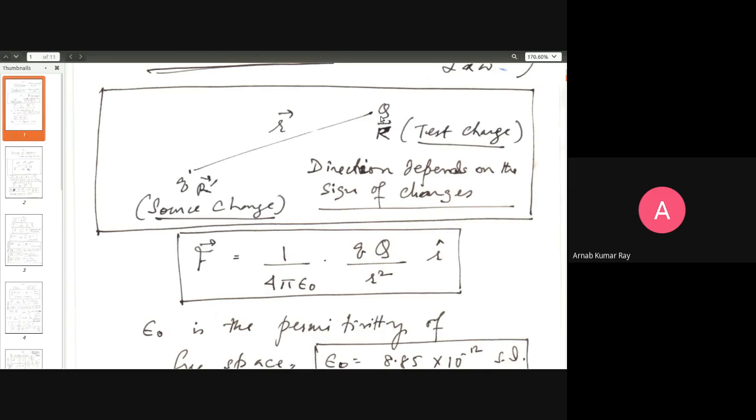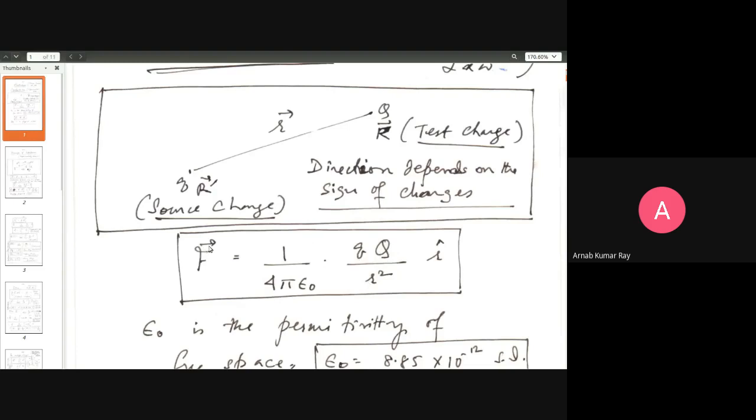And the force on the test charge due to the electric field that has come about because of the source charge is given by this formula. What is it? It is proportional, the force of interaction. I've written a few things. We'll discuss this in detail a little. The force of interaction is small q into capital Q by r squared.